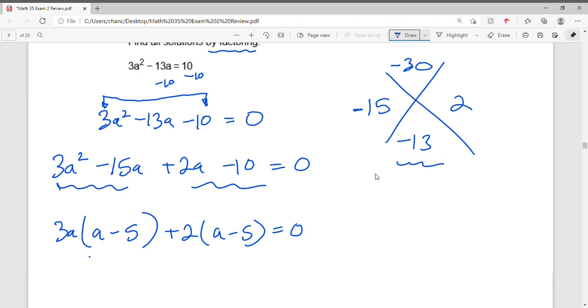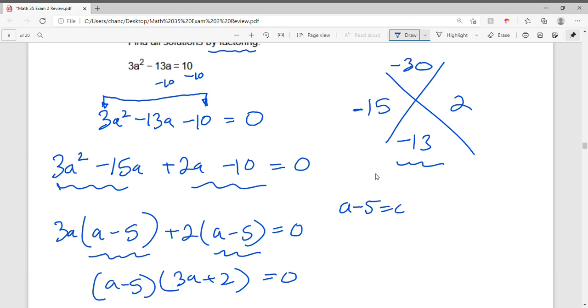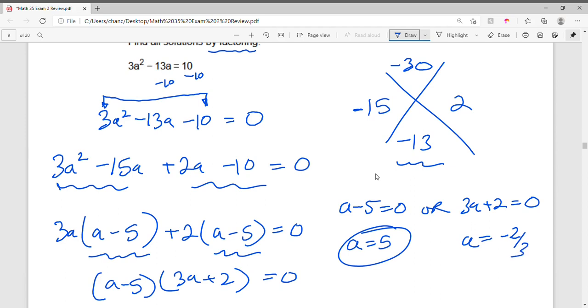This means we can factor out the a minus 5 to the front. A minus 5 times 3a plus 2 is left over, and that should be equal to 0. Since these two numbers multiply to give us a 0, that means a minus 5 is equal to 0, or 3a plus 2 is equal to 0. And so we have two possible solutions, a equals 5, or a equals negative 2/3 if you solve for a. So there's two answers for this problem.